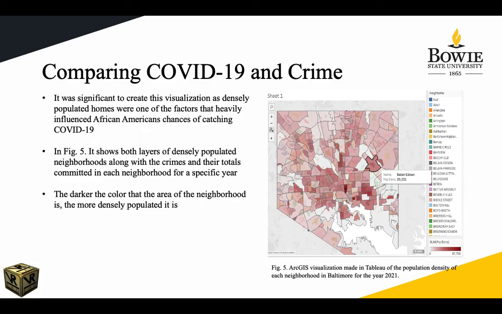In this figure, you can see that it shows two layers, one of just the densely populated homes, along with the crimes and their totals committed in each neighborhood for a specific year. And I have it as far as the densely populated neighborhoods, whereas the darker the color of the neighborhood is, the more densely populated it is. So you can see right there in the middle, some colors are darker, some a little lighter.